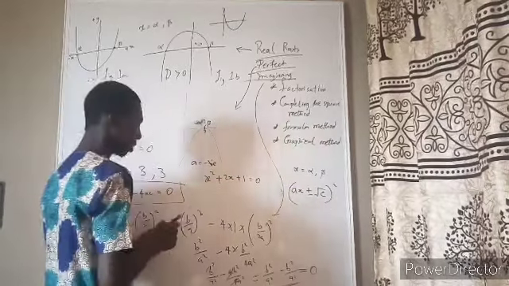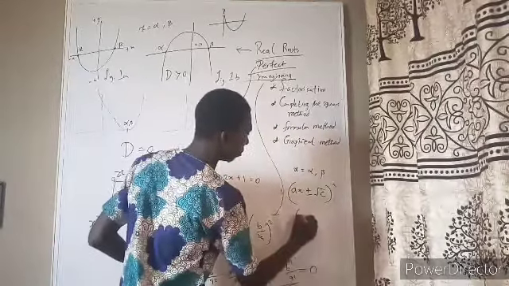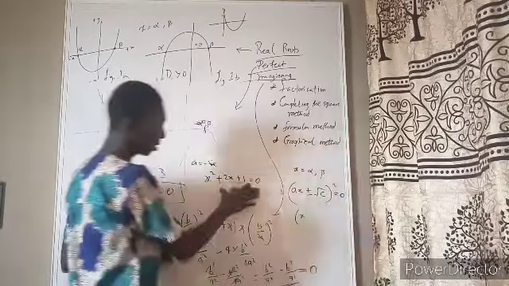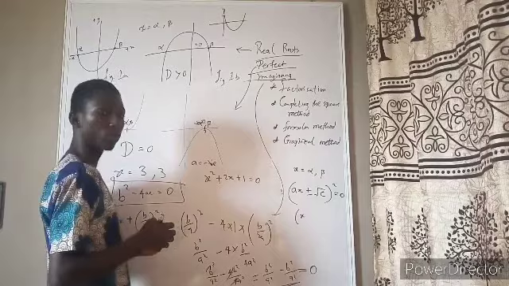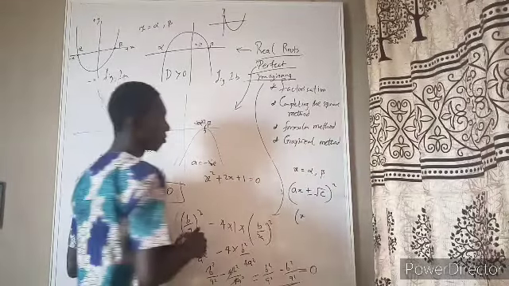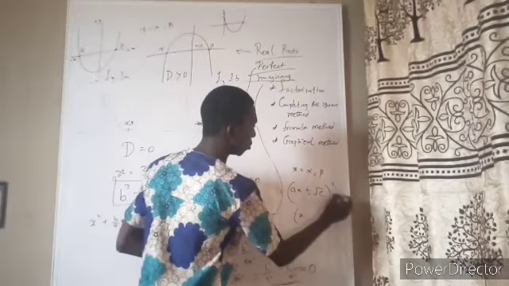So now, what's my a? My a is 1, so therefore it is x. This one equals 0, since this is an equation, I'll make it equal to 0. If it is not an equation, I'll just use the expression alone. Since it's an equation here, it's also equal to 0.